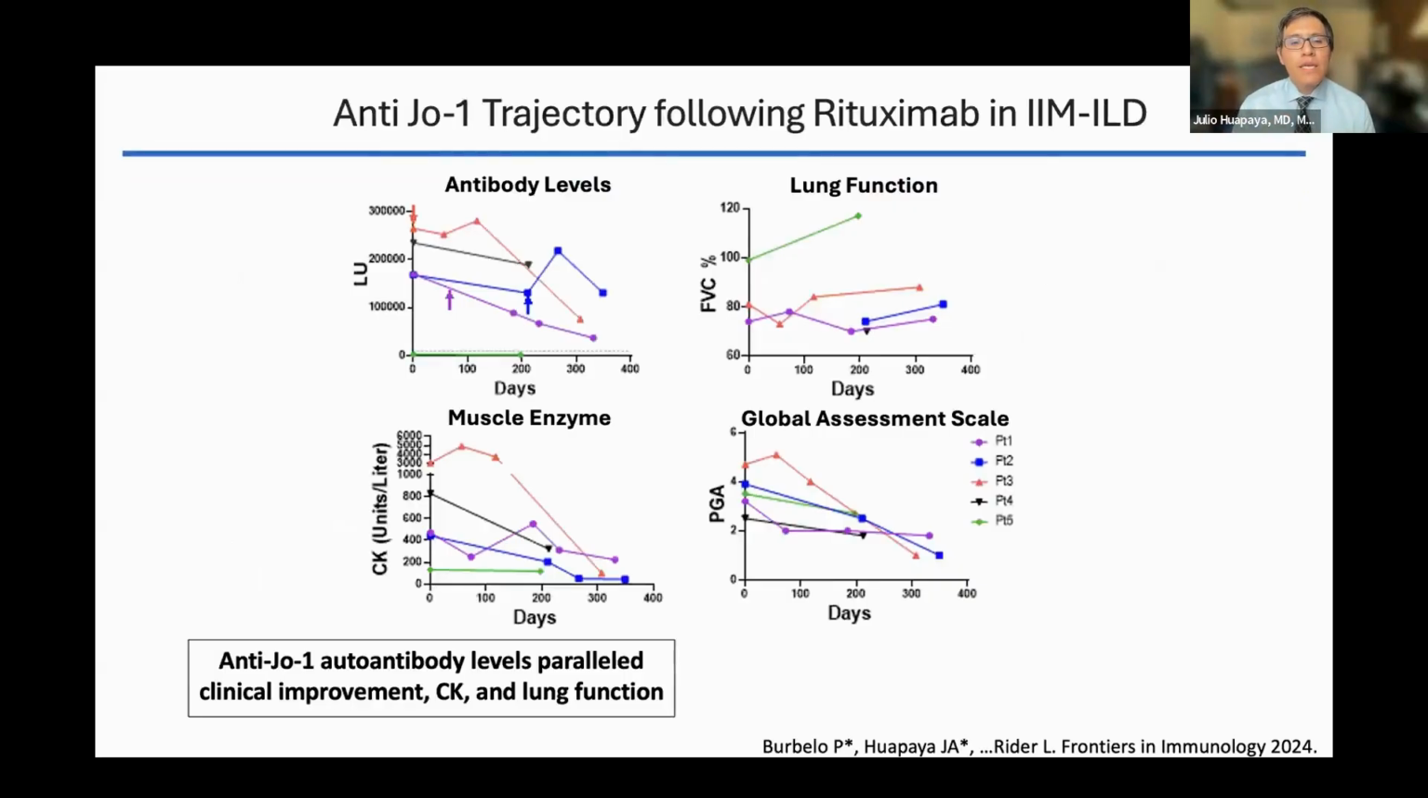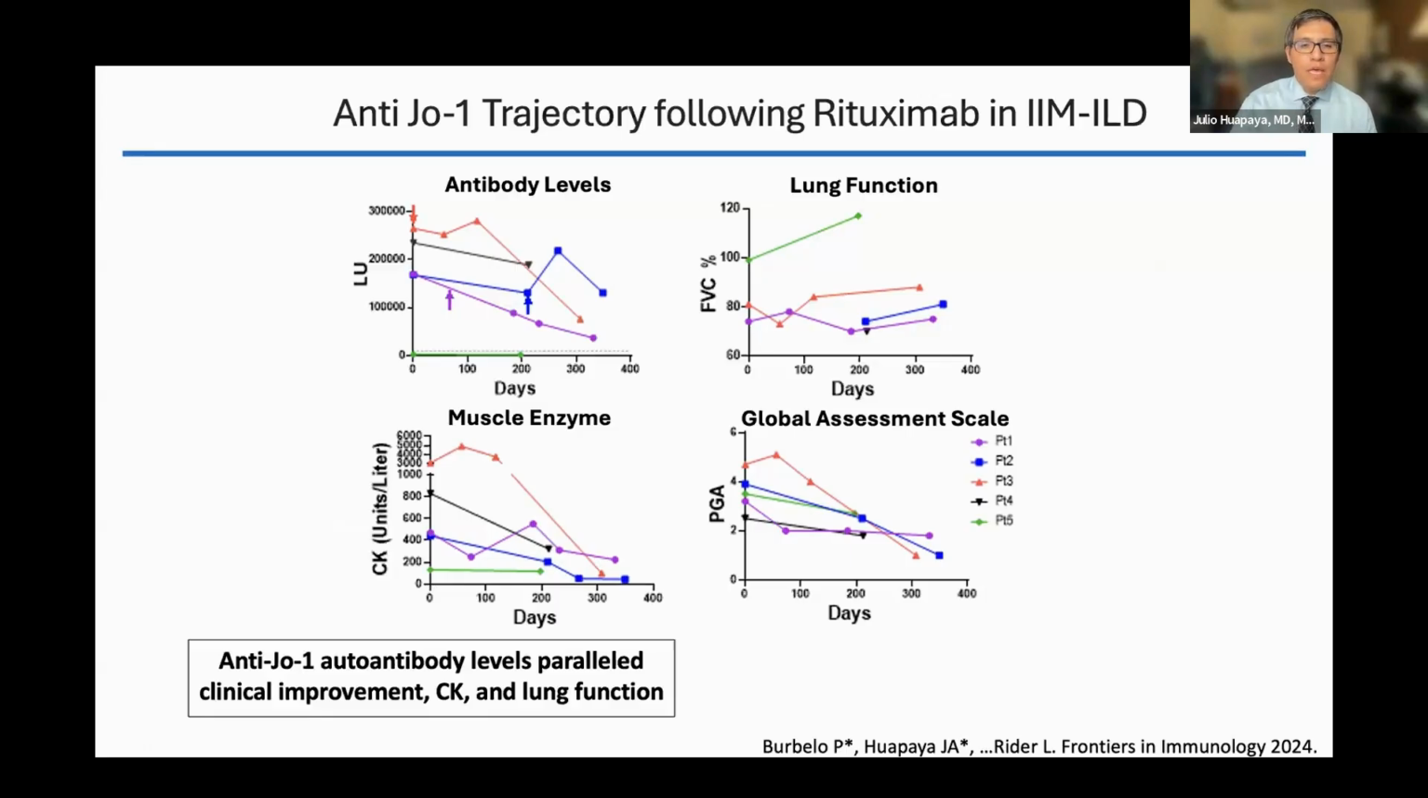In this small study, we also looked at a few subjects who had longitudinal assessment of their autoantibodies over 1 year. And to highlight, you see the top left shows the antibody levels, again measured in light units. And you see how most of them are declining after getting rituximab. On the right panel, you see the lung function, which is measured by the forced vital capacity, and you see how the trend is that it's going up.